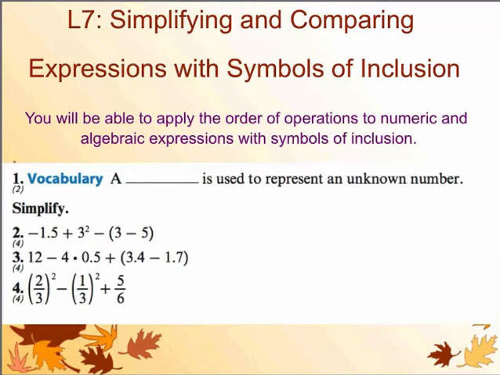Alright, today we're looking at Lesson 7, Simplifying and Comparing Expressions with Symbols of Inclusion. So you'll be able to apply the order of operations to numeric and algebraic expressions with symbols of inclusion. So again, looking at our first question here, a blank is used to represent an unknown variable, or pardon me, an unknown number. I said it, I gave away the answer, it's going to be a variable.